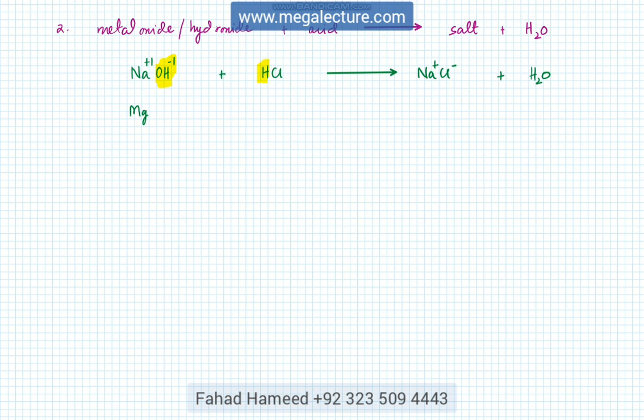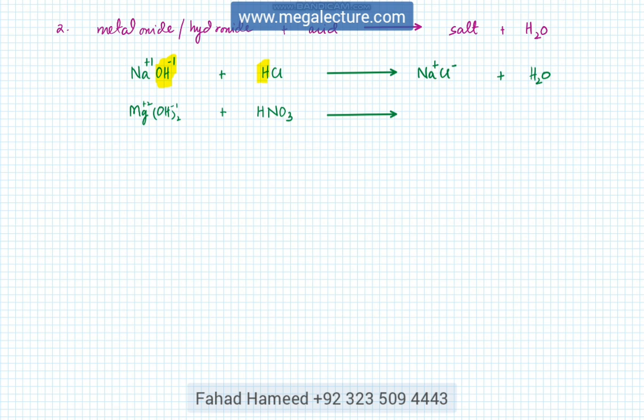Mg is group 2, so it's plus 2. Hydroxide is OH and it's got a charge of minus 1. So the formula is going to be Mg, OH twice. Plus, let's take nitric acid. Nitric acid is HNO3. So it's H plus 1 and NO3 minus 1.